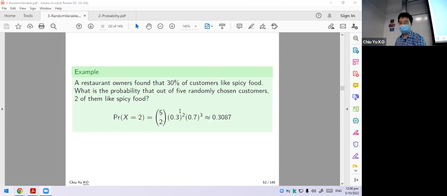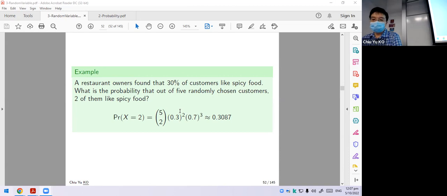This example is very useful if you are a small business owner that operates, say, a buffet, or you are preparing food which requires unfreezing from the fridge. You have 30% of customers who like spicy food, and spicy food probably needs some preparation; you have to marinate it. The problem is you don't want to over prepare or under prepare the food. So how can you do it? You just look at the data: 30% of customers like spicy food.